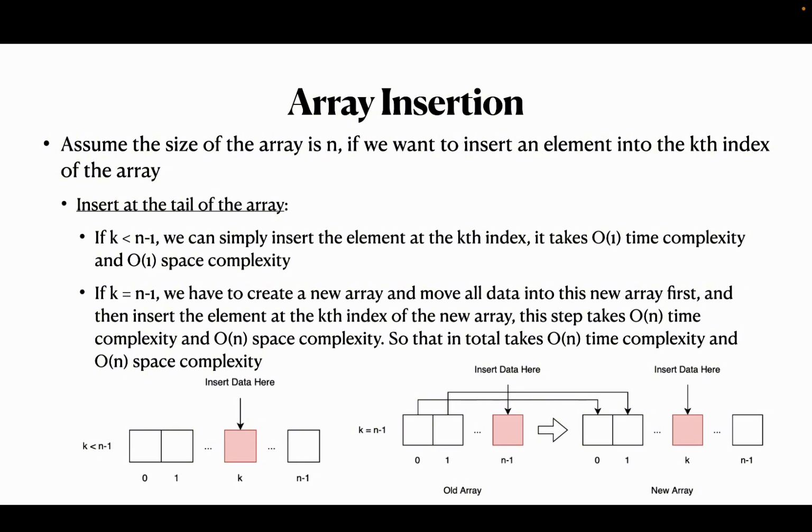We have to create a new array and move all the data into this new array first. And this step takes O(n) time complexity and O(n) space complexity to complete. And after that, we can insert the element at the kth index of this new array. Based on the maximum growth rate principle that I talked about in the previous lecture, the total time complexity will be O(n) and space complexity will be O(n) as well, as we can see in the following picture.